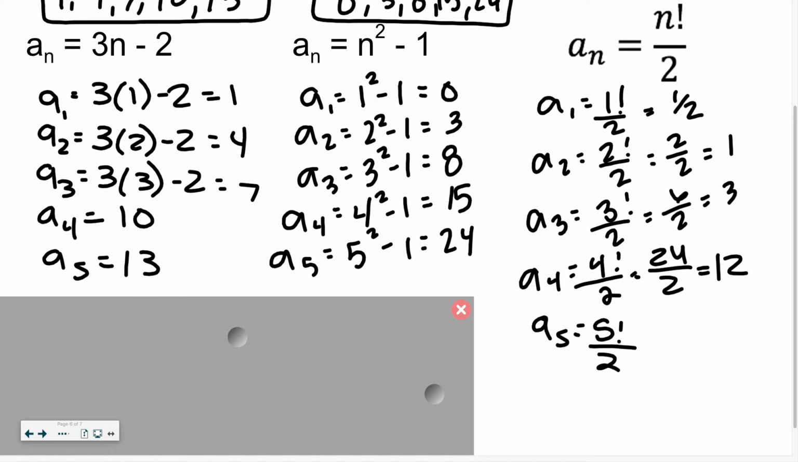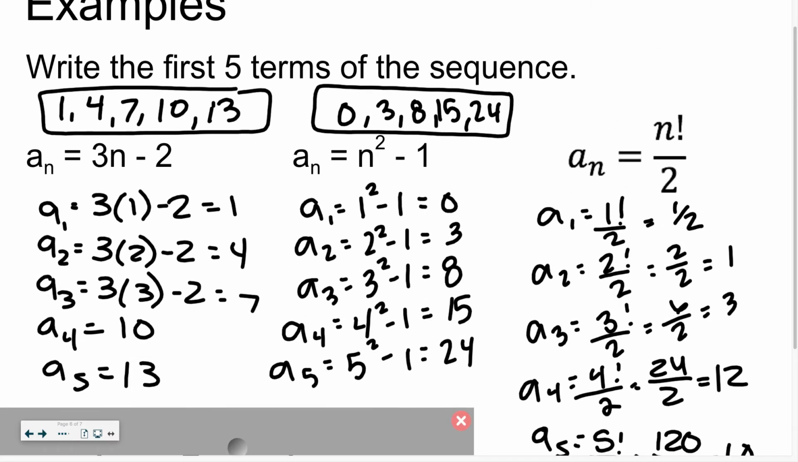24 times 5 is 120. Okay, so certainly you could get out your calculator and calculate factorials, but I think you probably do that okay. So we've got 1/2, 1, 3, 12, and 60.